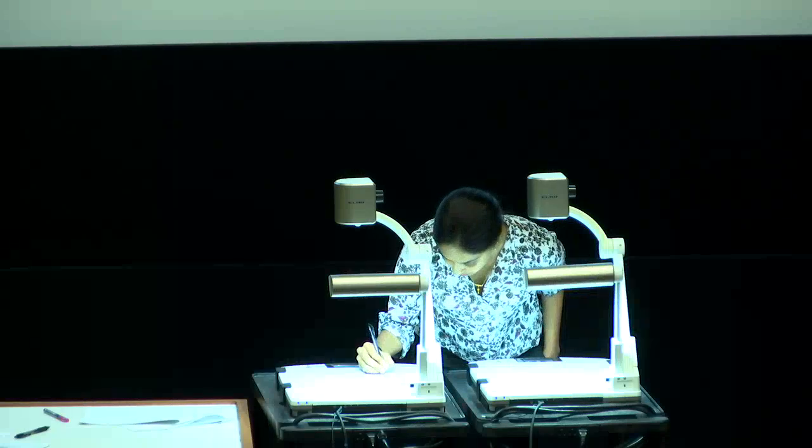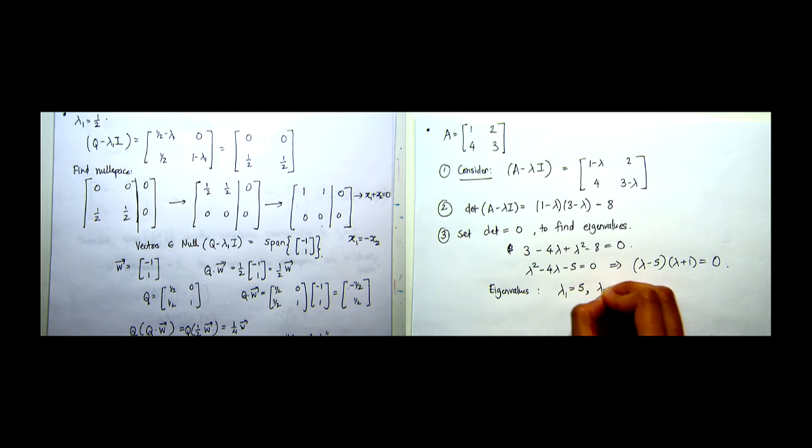Right? This factors easily. If in general you cannot factor this by just looking at it, what would you do to factor a quadratic equation? You have the quadratic formula, right? So any such equation, you can always find the roots, right? So what are the eigenvalues in this case? Eigenvalues are lambda 1 equal to 5 and lambda 2 equal to negative 1.